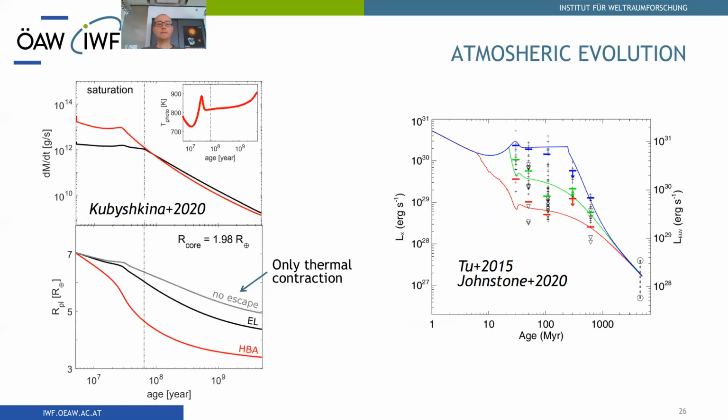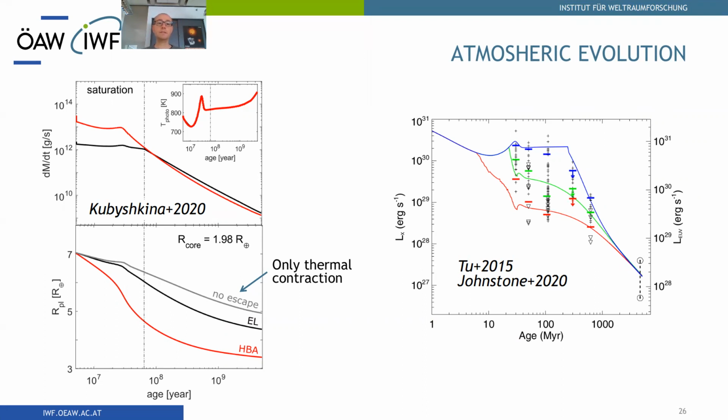Let's now look at the effect of atmospheric escape on the evolution of a planet. Let's start with the plots on the left-hand side, and in particular the top one. The black line shows how the mass loss rate changes with time using the energy-limited approximation to estimate the mass loss rate, while the red line uses essentially hydrodynamic modeling to estimate how the mass loss rate changes with time.